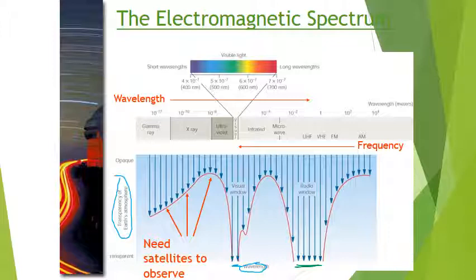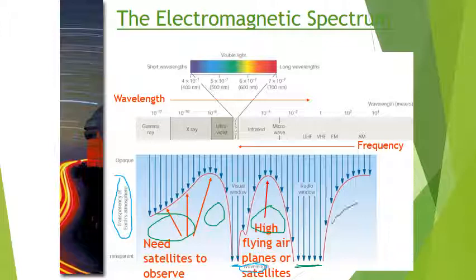If you look at the gamma rays and X-rays, this part of the spectrum down here, all that stuff gets blocked out by the atmosphere. Even into the ultraviolet gets blocked out. Most of the infrared is blocked out. Most of the radio wavelengths get blocked out as well. But there are only a couple of windows where that information can actually reach the surface of the Earth.